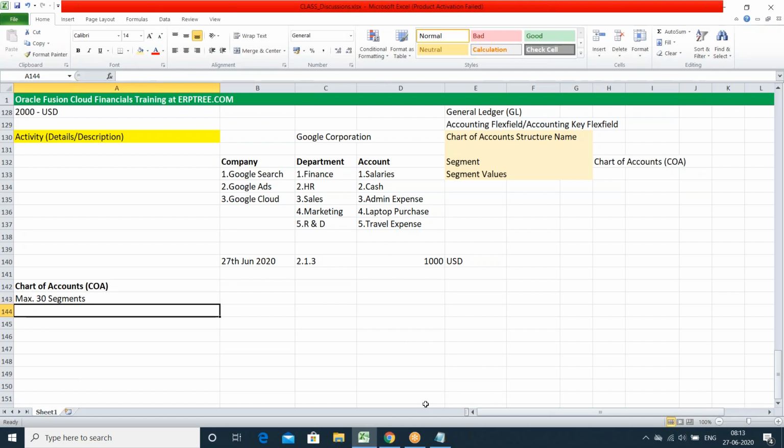To create the chart of accounts in the system, what is the minimum number of segments we have to create so that we can use the chart of accounts to record the transaction? Minimum 2 segments. If you want to create the chart of accounts, minimum we require 2. With 1 segment you cannot create. What those 2 are, we'll also discuss. Max we can create 30 segments.